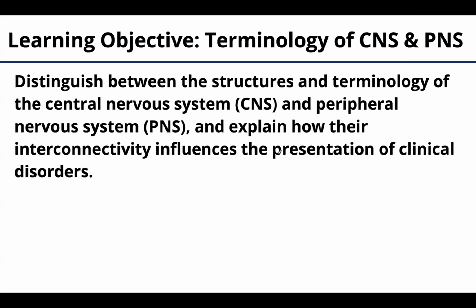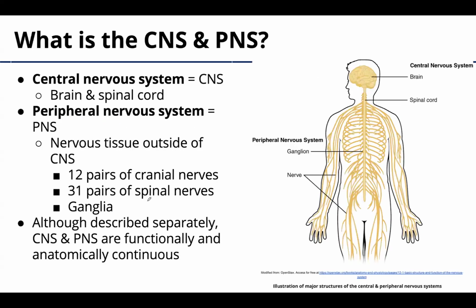By the end of this video, you should be able to answer this learning objective in your own words. You're going to be able to distinguish between the structures and the terminology of the central nervous system, or CNS, as well as the peripheral nervous system, or PNS. While we usually consider these systems independently, they are very much interconnected, and that interconnectivity influences the presentation of the clinical disorders.